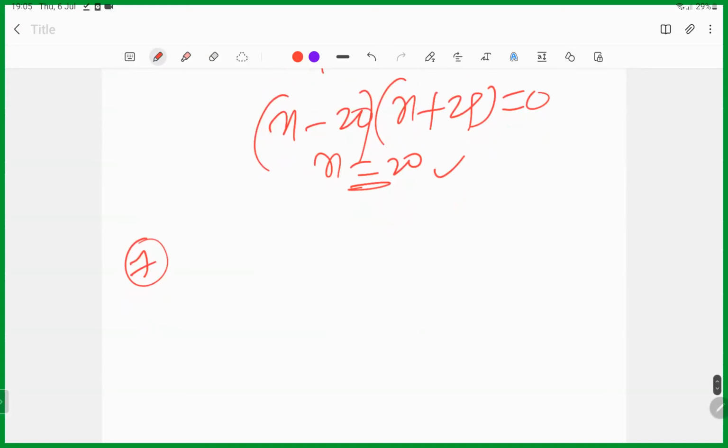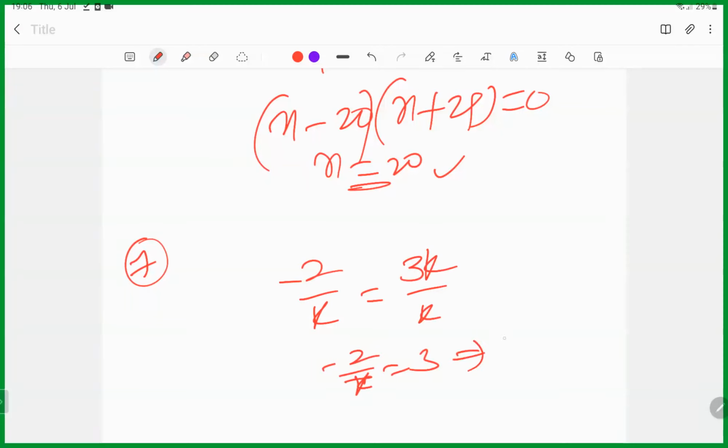If the sum of the roots of the equation is equal to their product, sum of the roots equal to product of the roots, then find the k value. So what is the sum here? Minus b by a, equal to minus 2 by k. What is the product here? 3k by k. Minus 2 by k equal to 3 implies k equal to minus 2 by 3.